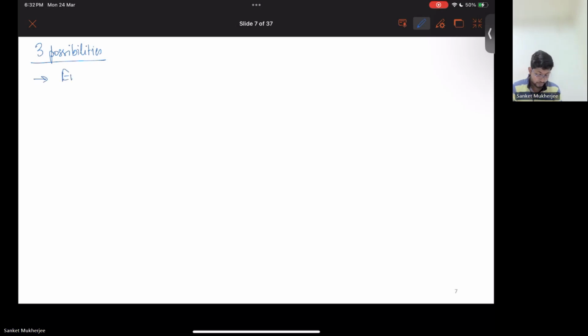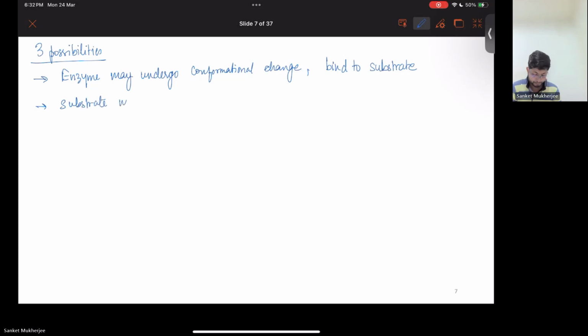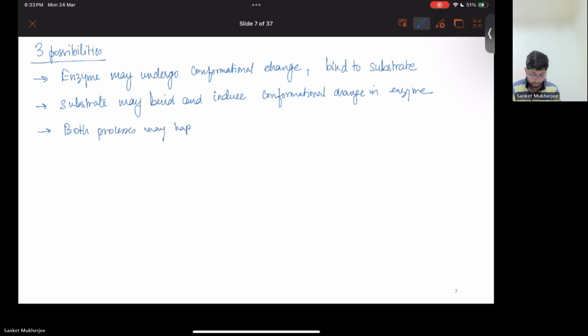One is enzyme may undergo conformational change and then bind to substrate. Okay, what else can happen? Substrate may bind first, induce conformational change in the enzyme. That can happen. Or what else can happen? So both processes may happen simultaneously.